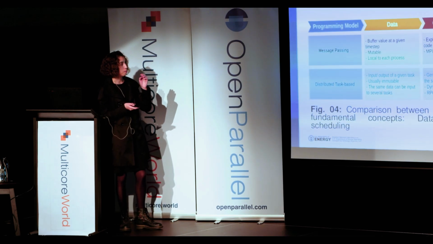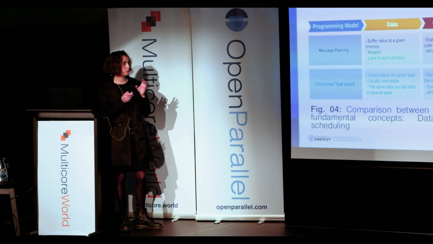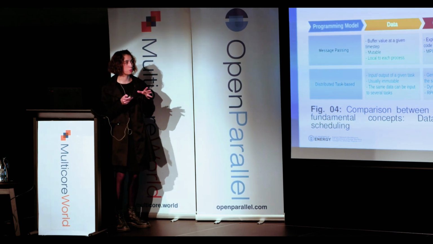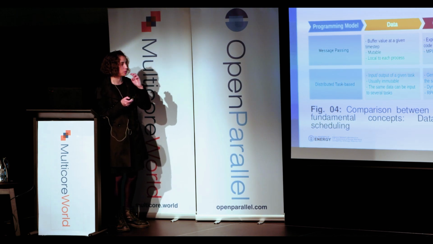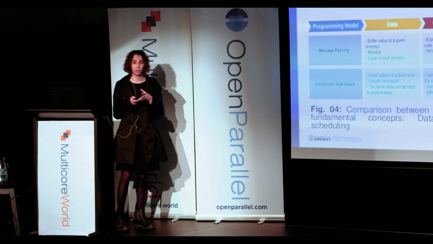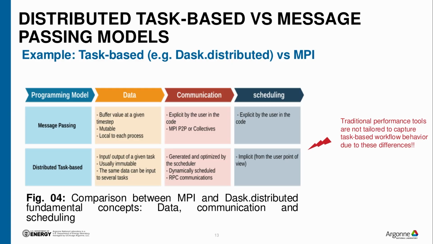So I start with a small comparison between MPI and task-based programming models, and I focus again on Dask, and show how these fundamental differences can be an issue. For example, how we define data. It can be a simple question, but it's not that simple.